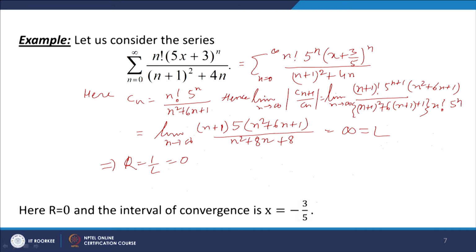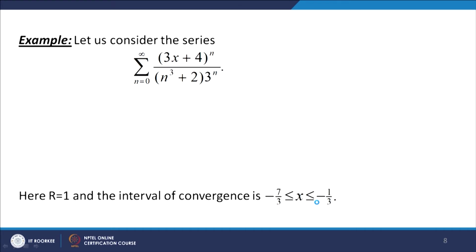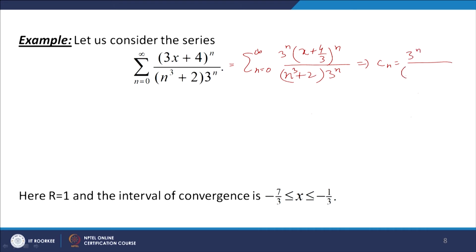And nowhere else. Okay. Let us now consider the series sigma n equal to 0 to infinity (3x plus 4) to the power n over (n cube plus 2) into 3 to the power n. So, here again let us write it in the standard form, n equal to 0 to infinity, 1 over 3 to the power n, and then we have (x plus 4 by 3) raised to the power n divided by n cube plus 2 into 3 to the power n. Okay. So, this gives C n is equal to 3 to the power n divided by n cube plus 2 into 3 to the power n.